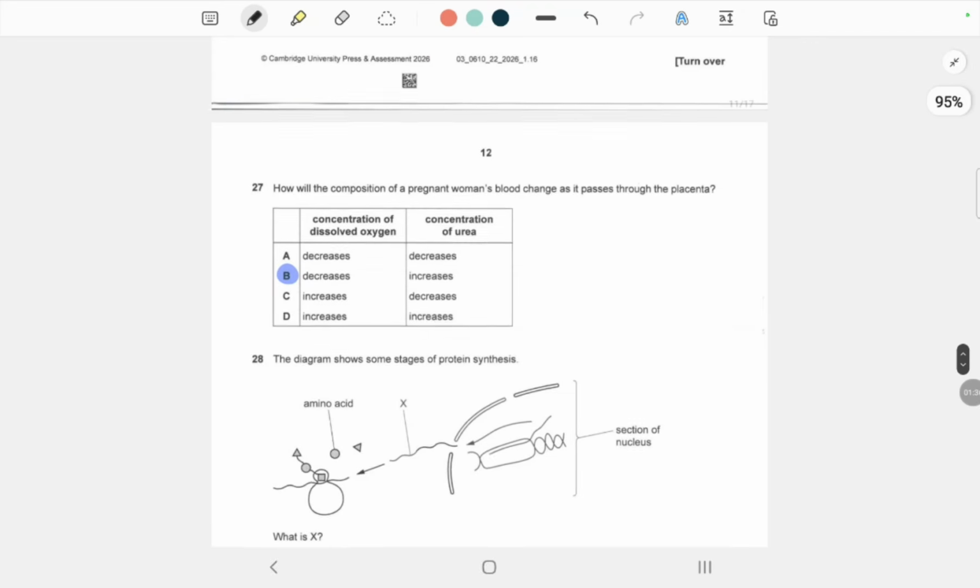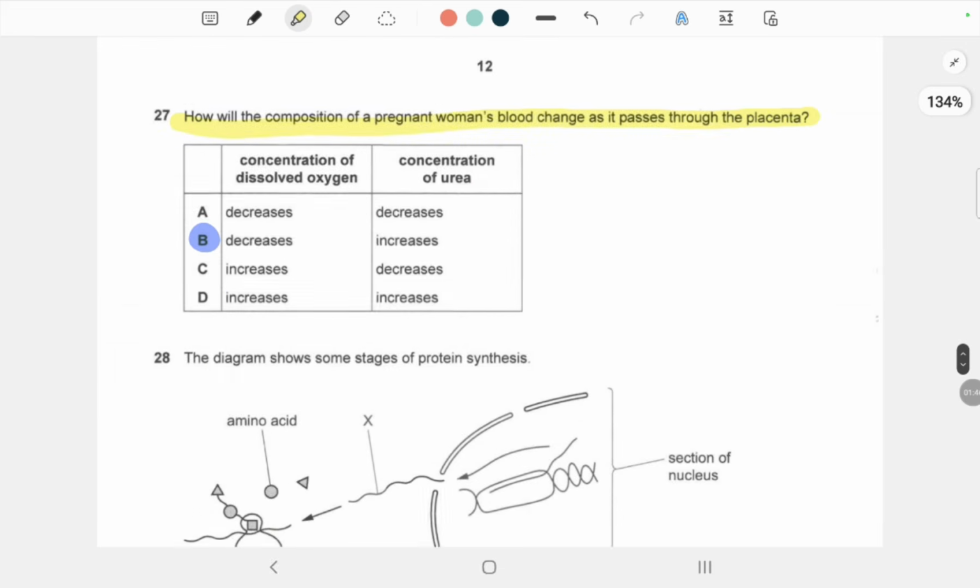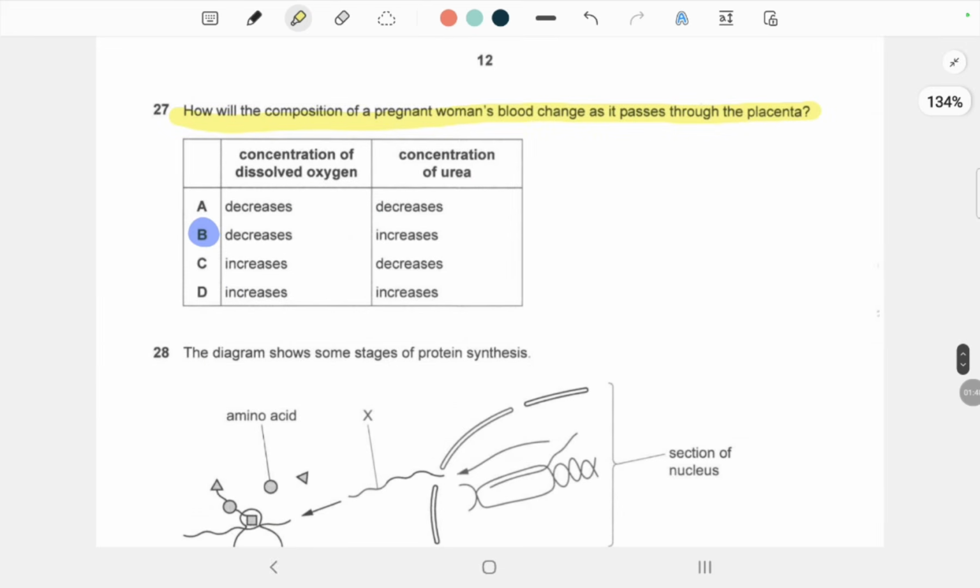Now question number 27. How will the composition of a pregnant woman's blood change as it passes through the placenta? Well, the concentration of dissolved oxygen will decrease because the fetus is going to absorb an amount of that oxygen from the blood. So the fetus will use more of that oxygen, and the urea of course will increase because the fetus has waste products including urea that have to be excreted.